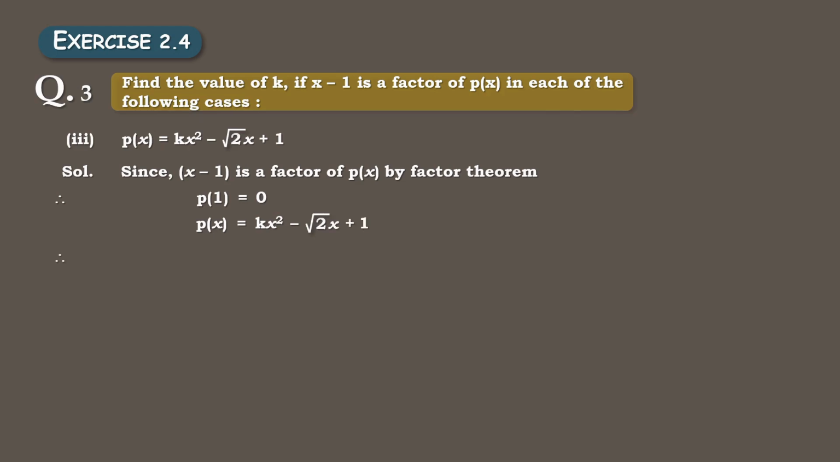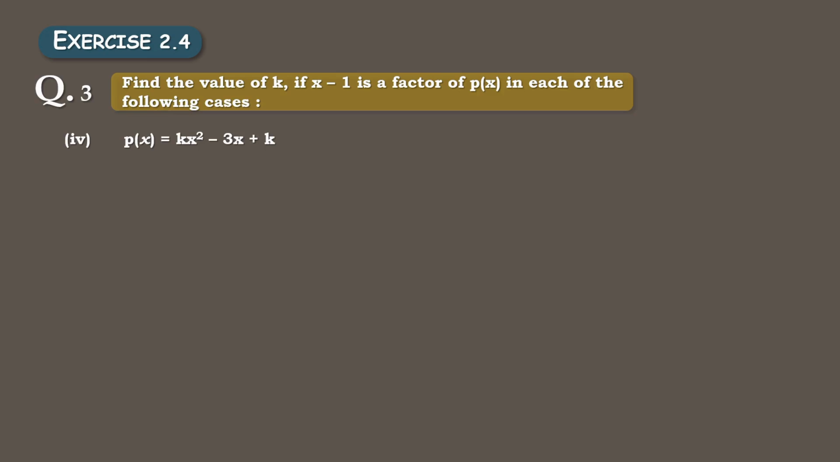When we replace x with 1, the expression becomes k multiplied by 1 squared minus root 2 multiplied by 1 plus 1. Now we simplify this expression. The value becomes k minus root 2 plus 1. Since x minus 1 is a factor, this value must be equal to 0. So we equate k minus root 2 plus 1 to 0 and solve for k. After rearranging the terms, we get the value of k as root 2 minus 1. Therefore, the value of k is root 2 minus 1.